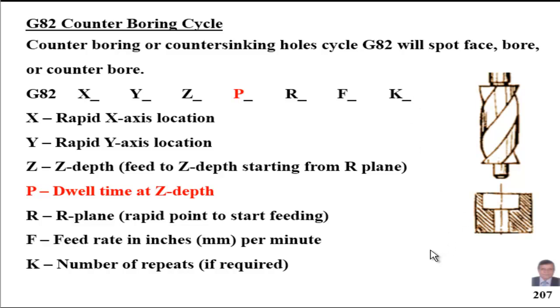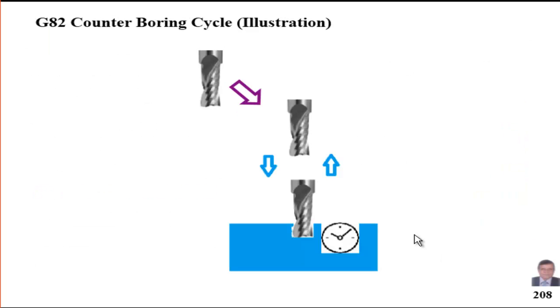The mechanism of doing G82 is to bring the tool, then do the process, which is counter bore, then dwell time, then retract. When we retract, we either retract to the R level using G99 or to the initial or safe level using G98. Let us apply this counter bore cycle in one example.